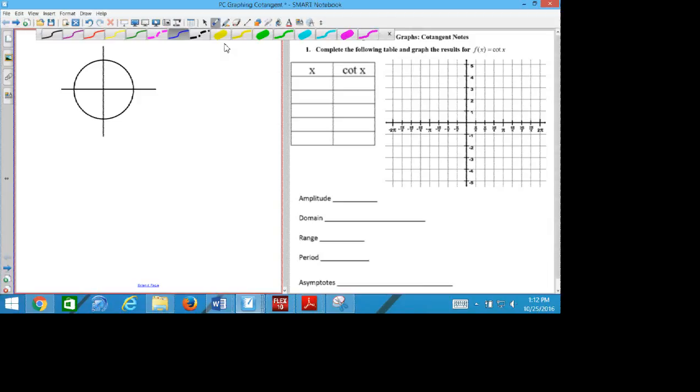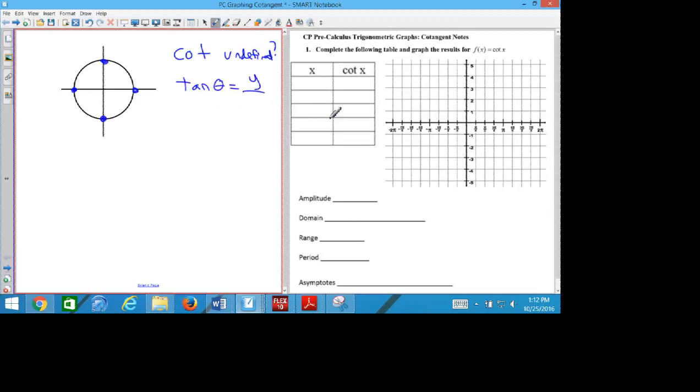So I'm going to find where cotangent is undefined on the unit circle. So we need to know, tangent is what over what? Y over x. And in the video, it was said that it was sine over cosine. Either is fine. So cotangent is what over what? It'd either be cosine over sine or x over y.